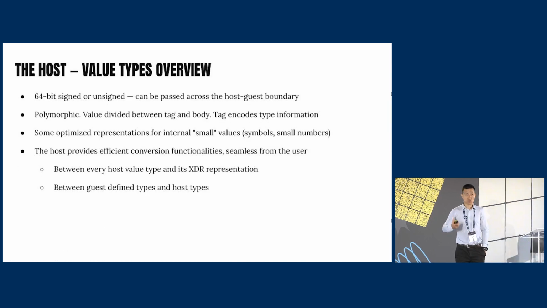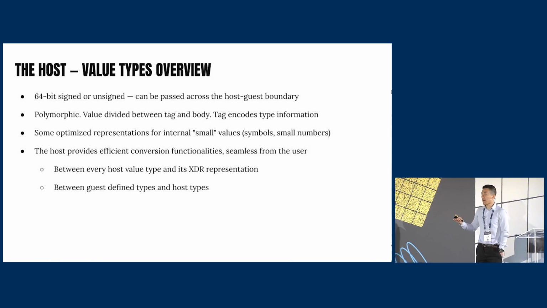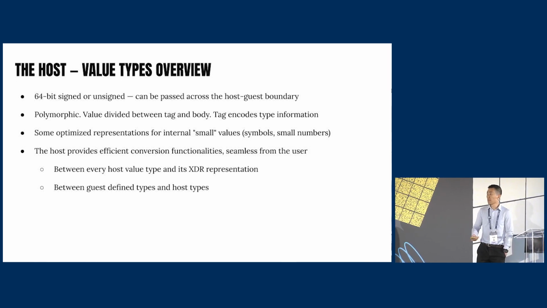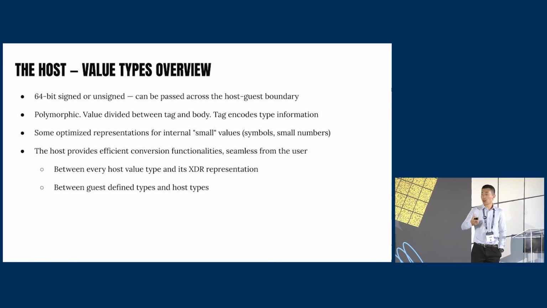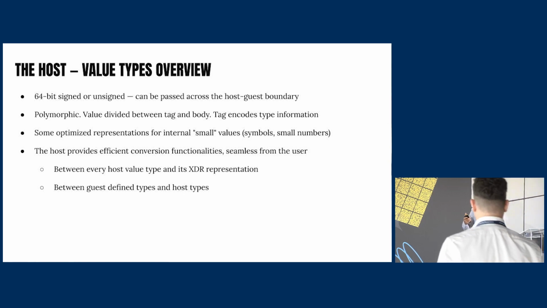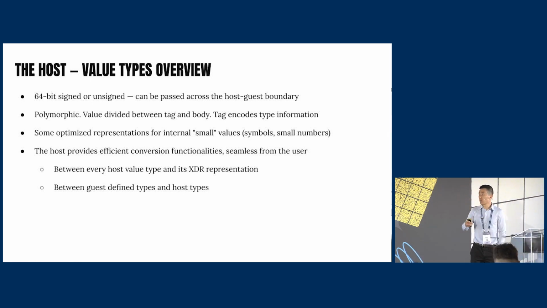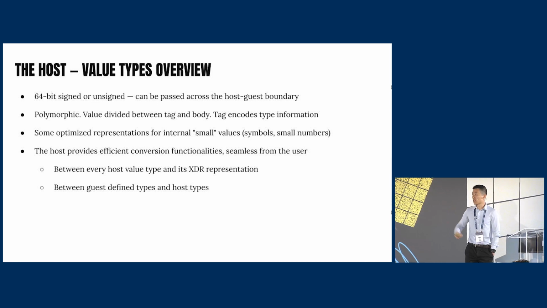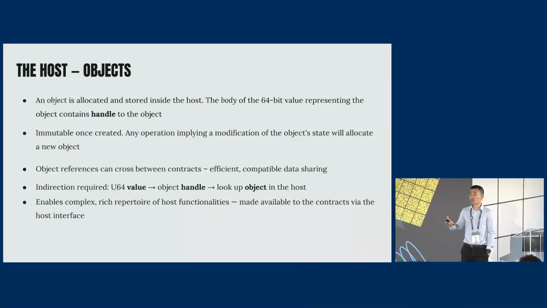Object references can be shared across contracts. So this enables efficient data passing and data sharing between different contracts. And in order to access the object, there's an indirection that is required, which goes from the 64-bit value to the object handle, and then looks up the object in the host. So the repertoire of host objects is the bedrock of the Soroban host, which enables a complex repertoire of host functions, and these are made available to the contract via the host interface.